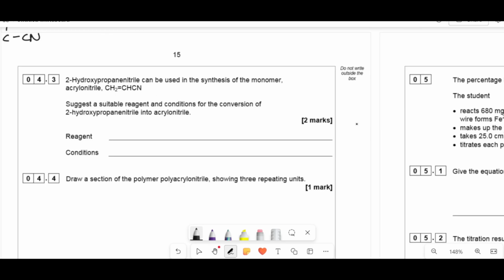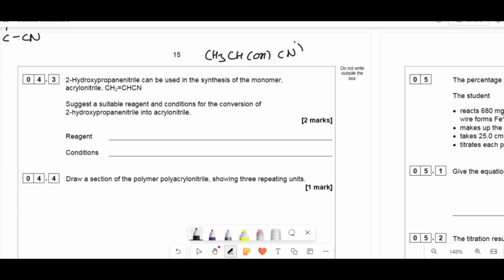So 2-hydroxypropanenitrile can be used in the synthesis of this monomer, acrylonitrile. Suggest a suitable reagent and conditions for the conversion of 2-hydroxypropanenitrile into acrylonitrile. So we need to compare what we have. We have CH3, CH, OH, CN, right? And if we have a look, so let's wait, 1, 2, 3. Yeah, so that's what we have.